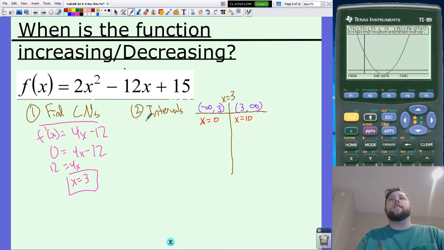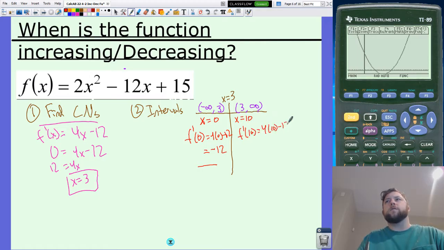And you're going to plug it into f prime. So I'm going to say f prime of 0 is going to be 4x minus 12, which is 4 times 0 minus 12, which is going to be negative 12, which is a negative number. All you care is negative or positive. This one I'm going to plug in 10, which is going to be 4 times 10 minus 12, which is 40 minus 12, which is 28, which is a positive number. So I know if this is negative, we are decreasing, and when it's positive, we are increasing.